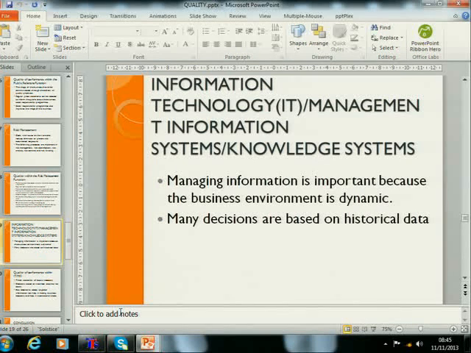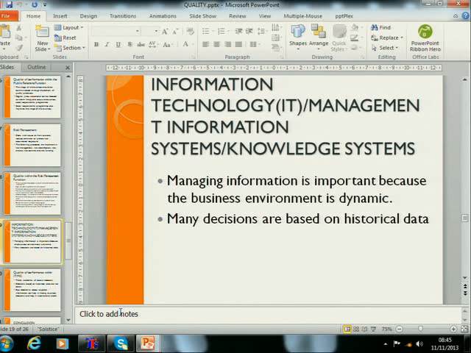This other function, information technology or management information systems, is one other function that was usually not standing alone. We used to say we've got 8 functions, but now we can talk about 10 functions, because over and above those 8, we've got risk management, we also have information technology. Now, what do they do? They manage information, because this is very important.